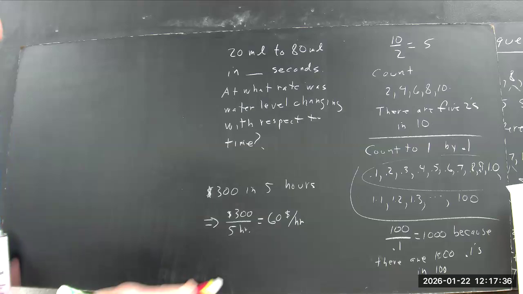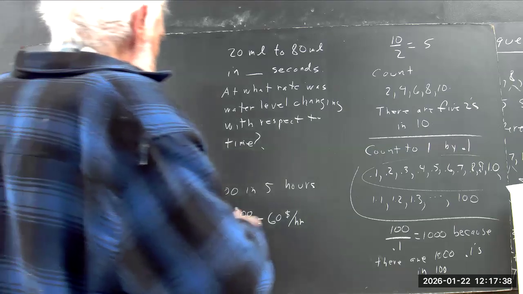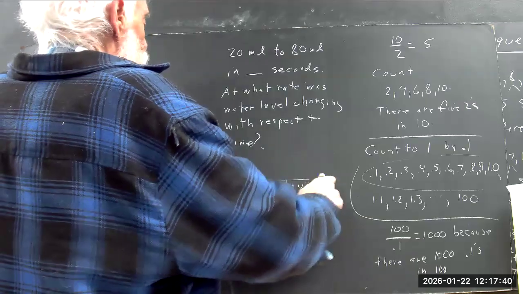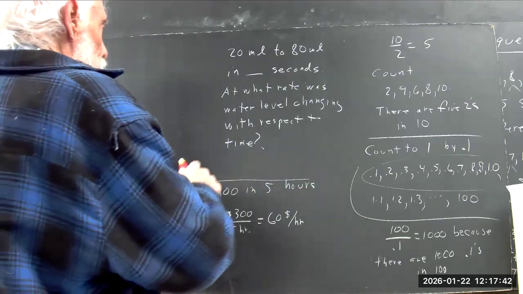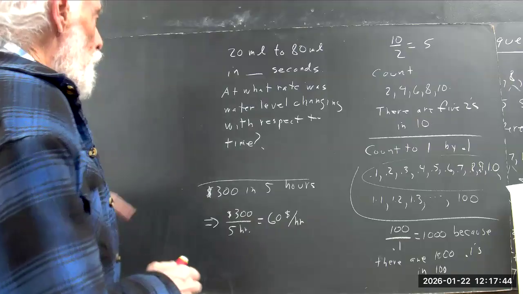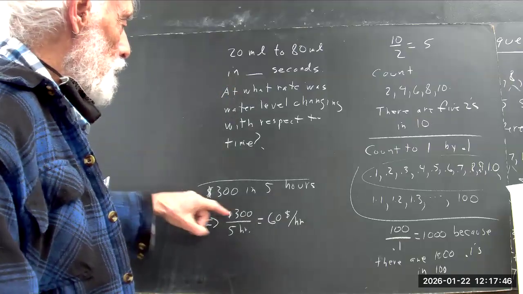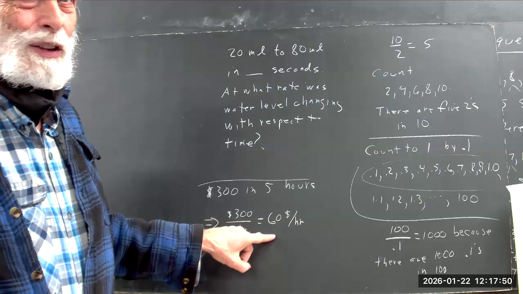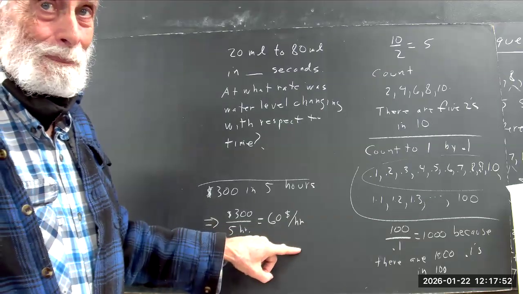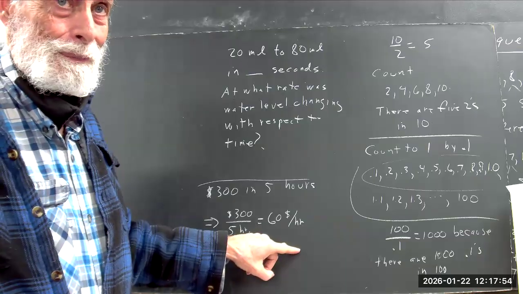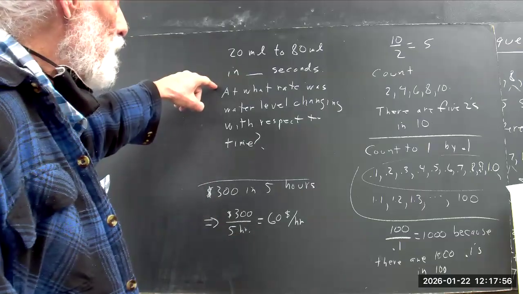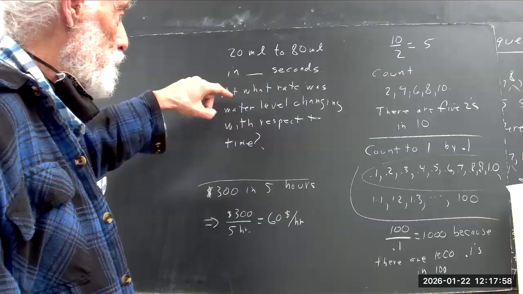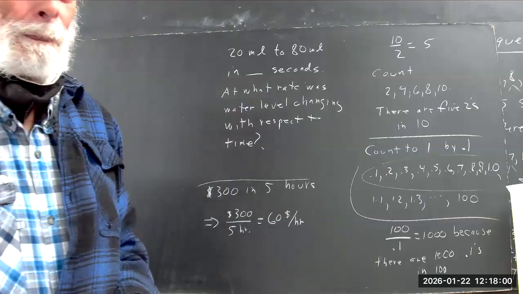Everybody's got a different time. And about half the people wrote it down quickly. A couple other people got it after a little bit of a delay. We call this the average rate at which your wealth is changing with respect to time. That's what a pay rate is. Okay. This is the average rate at which water level is changing with respect to time.